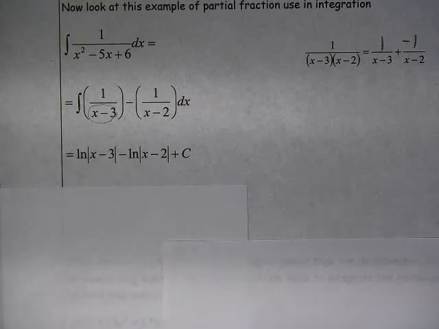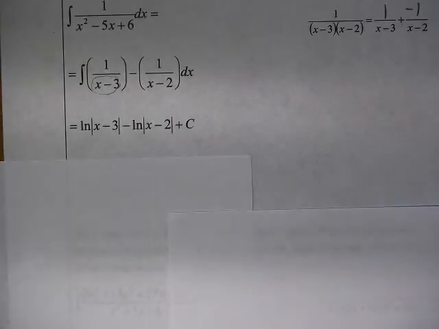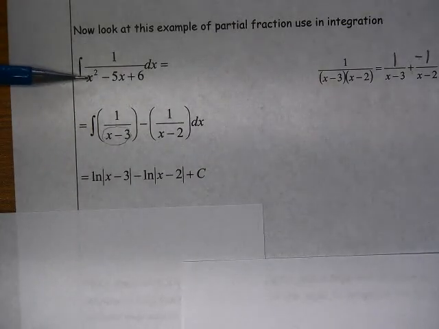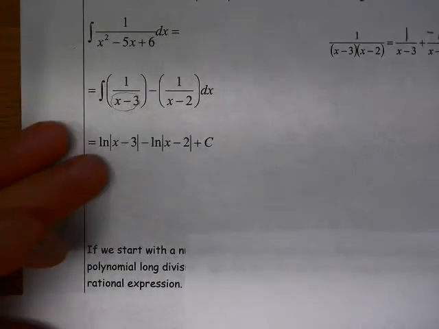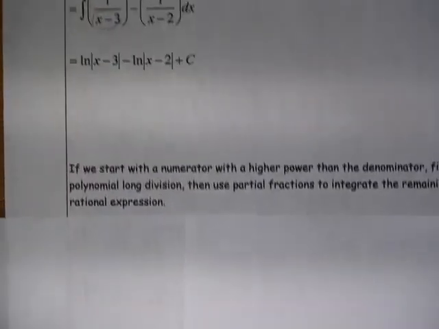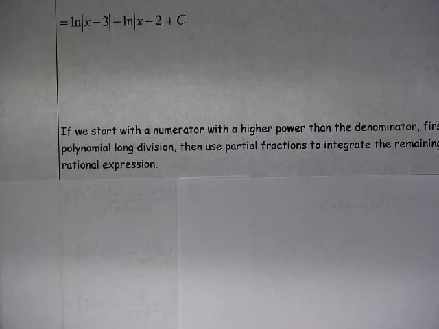All right, and that is a lot easier than using trigonometric substitution on this after we complete the square, for sure. Okay, so that's the most basic type. You'll notice here that the denominator has a higher power of x than the numerator did. Just like any other problem that we've seen all year, if we start with a numerator that has a higher power than the denominator, the first thing we're going to use is polynomial long division, and then the rational expression part of what's left, we'll use partial fractions on that.